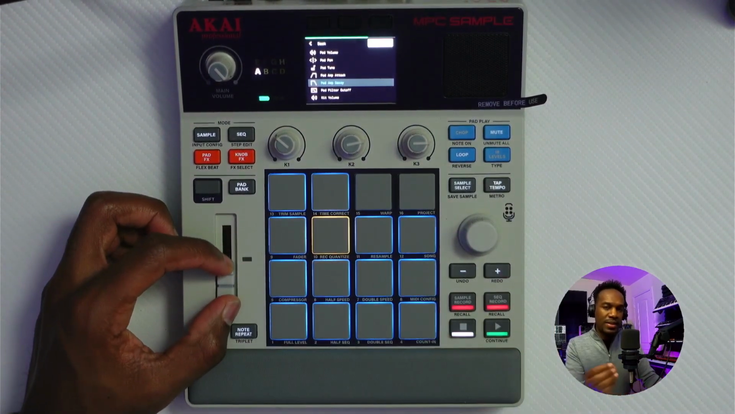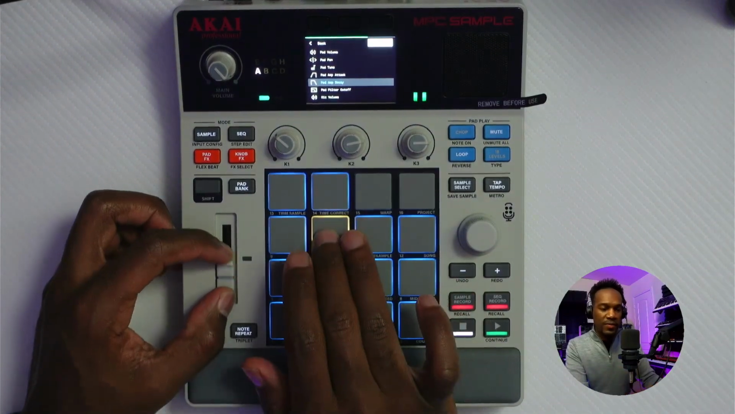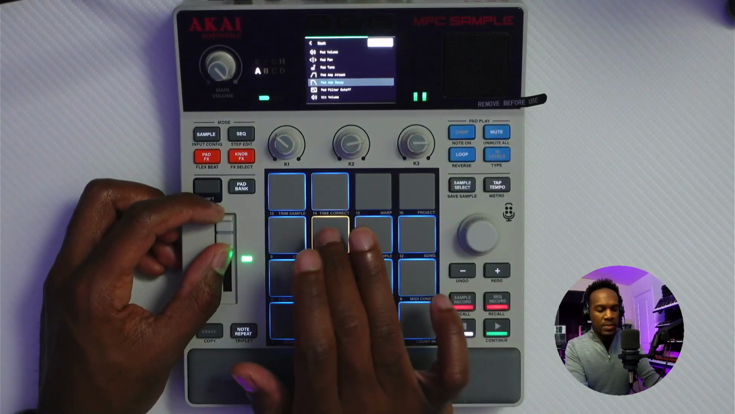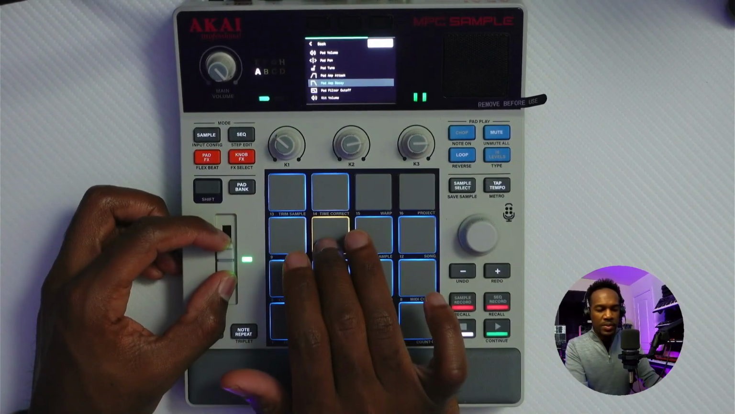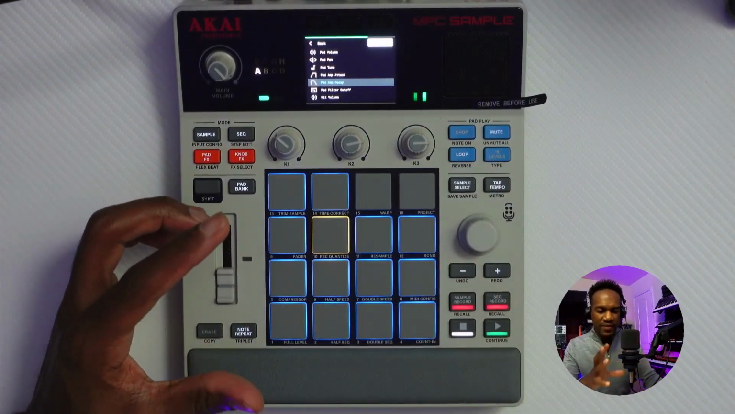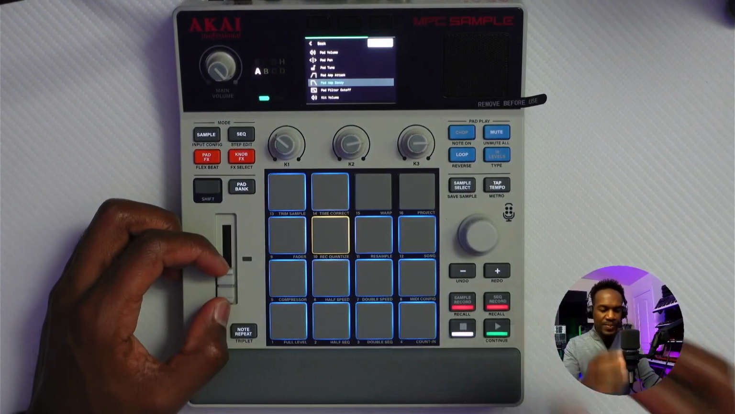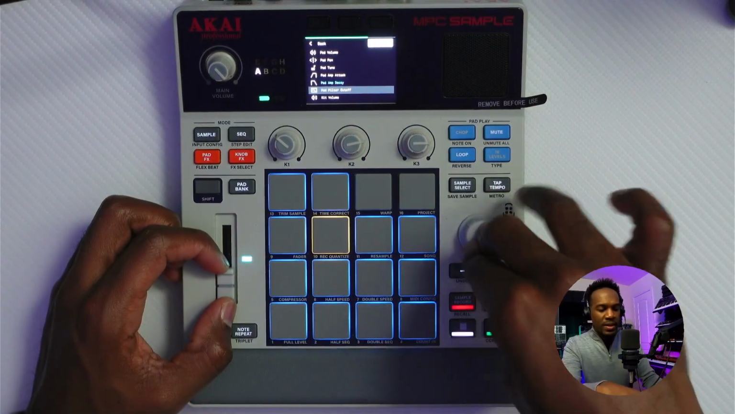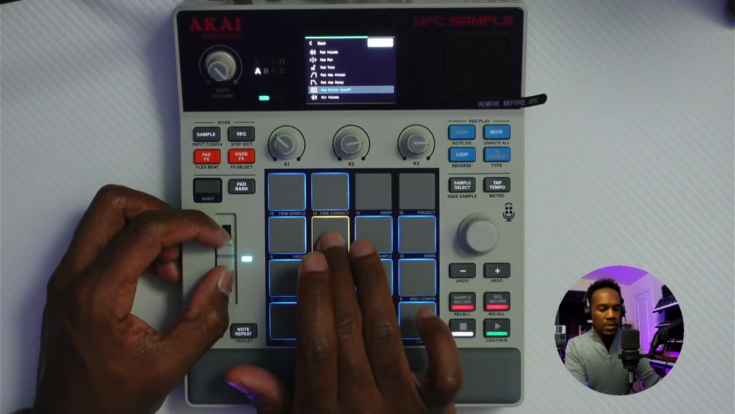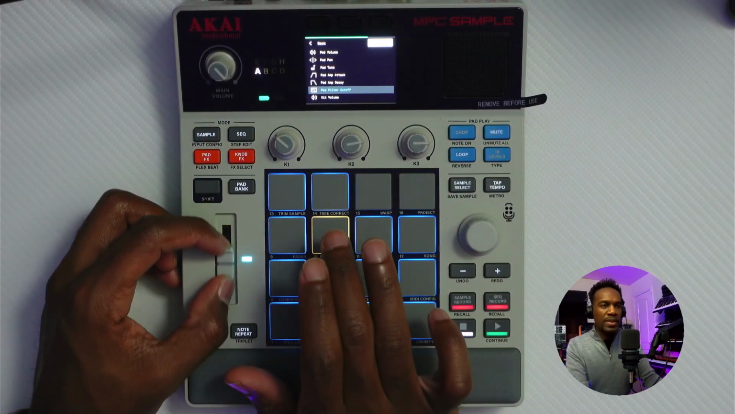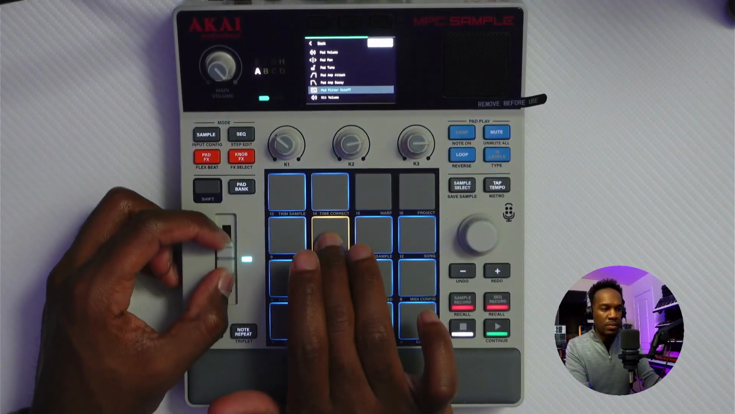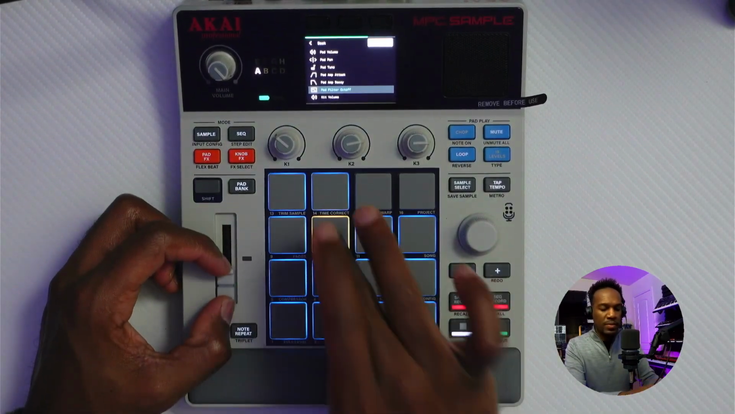Decay, it's the antithesis. How long does it take for the pad to shut off? The sample is probably not the best example of how that would work because it's very ethereal. Cutoff. So basically it's a low pass filter. Stop the sample.